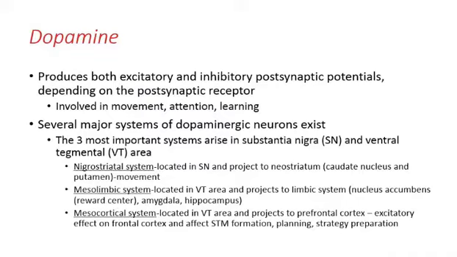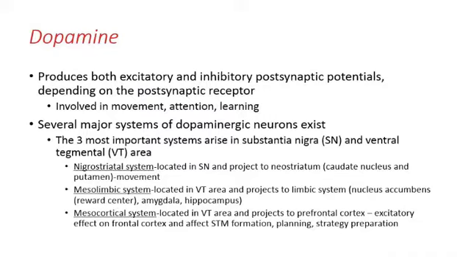So the nigrostriatal system projects from the substantia nigra to the striatum, or neostriatum, which consists of the caudate nucleus and the putamen, both major players in the basal ganglia. And the nigrostriatal system is mostly involved in movement. And it's really those dopaminergic neurons that are affected in Parkinson's disease.